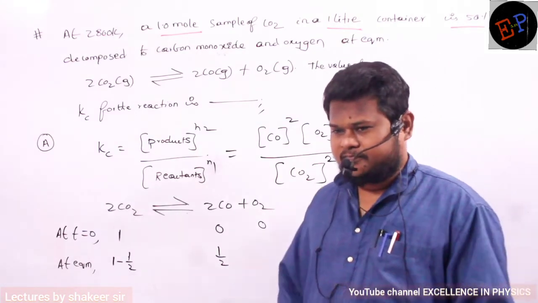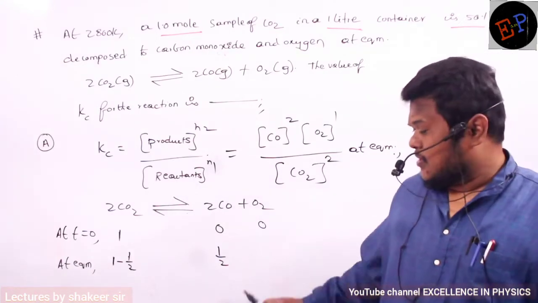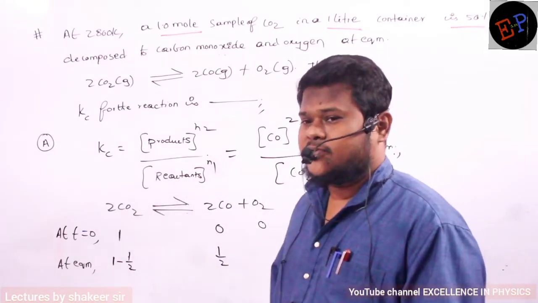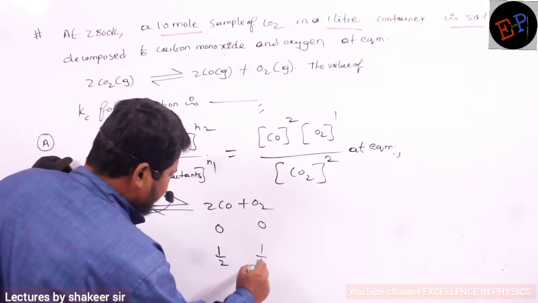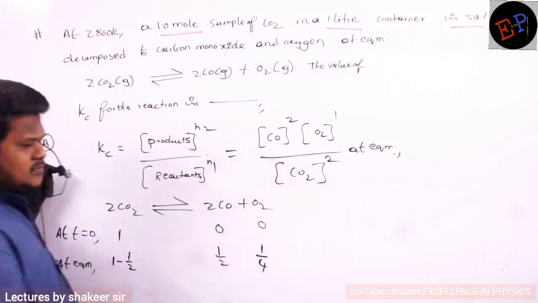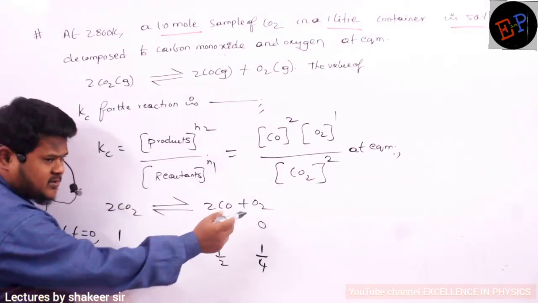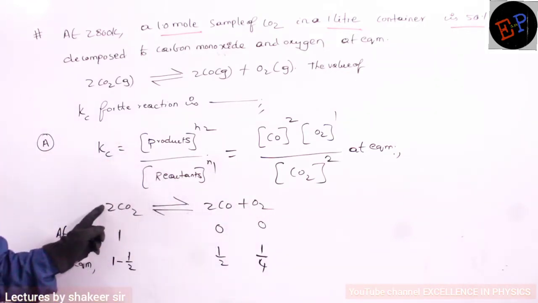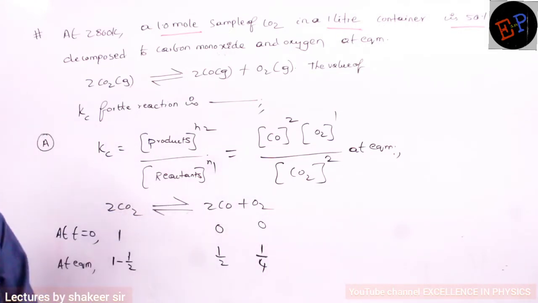Now what about oxygen? How much amount of oxygen would have formed if half of carbon dioxide is reduced? Half of 1 by 2 is 1 by 4, no? Why 1 by 4? If 2 moles get reduced, here also 2 moles should form, but oxygen only 1 mole should form. Stoichiometric coefficient, are you understanding or not? This is 2, this is 2, this is 1. If 1 mole of carbon dioxide is reduced, 1 mole of carbon monoxide should form, and only half mole of oxygen should form.